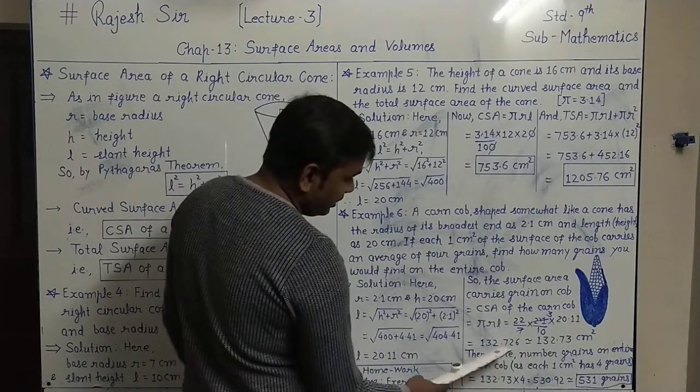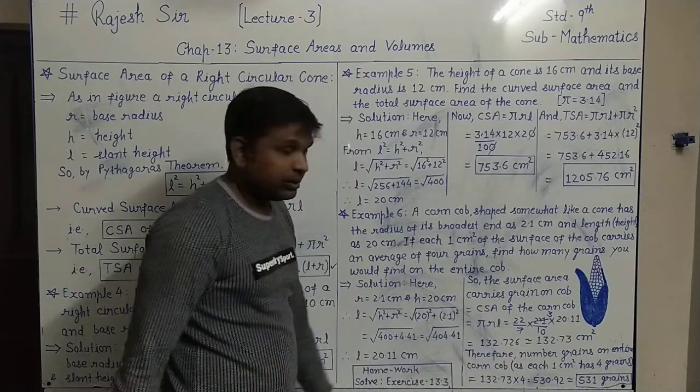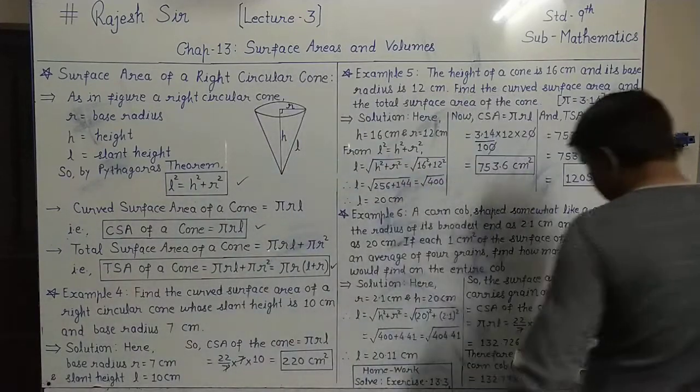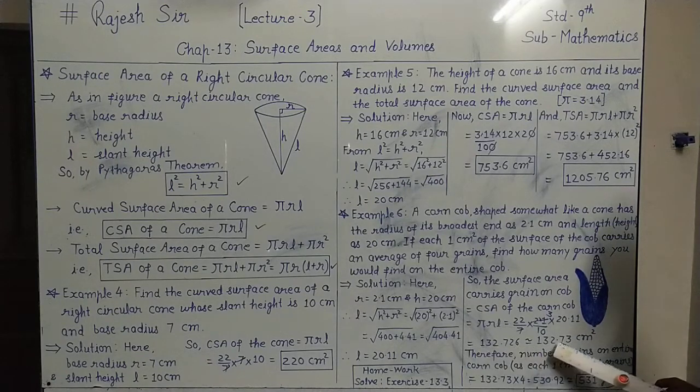So the point will be here. So it is 132.726, which will be approximately converted to 2 decimal places. If we remove the 6, the third digit, the second digit will be 1 more. So it will be approximately equal to 132.73 centimeter square. On this area, the grains are there on the cone.